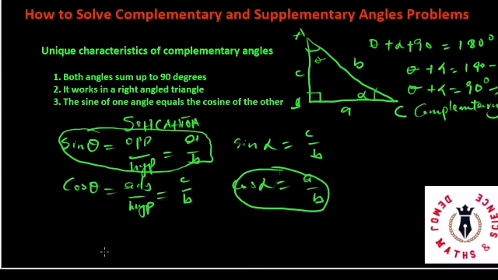Alpha. So we say that for complementary angles, the cosine of one angle equals the sine of the other. We can categorically state that sine theta is equal to cos alpha and is equal to A over what? B. Note that this condition is true for complementary angles. Let's see some examples.